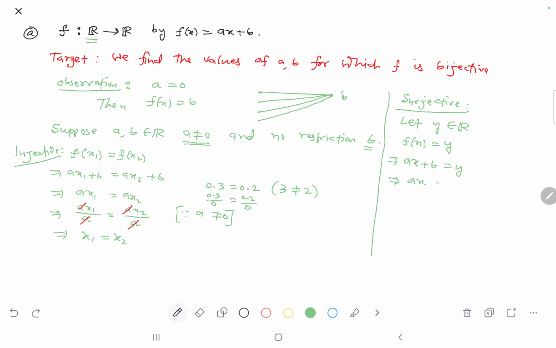So ax equal to y minus b. Now see, again we will divide both sides by a. We can do it because a not equal to 0. So x equal to (y minus b) by a, which is a real number, right? So (y minus b) by a is a preimage.